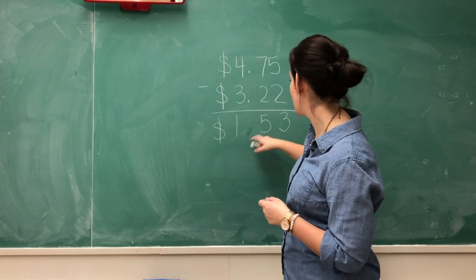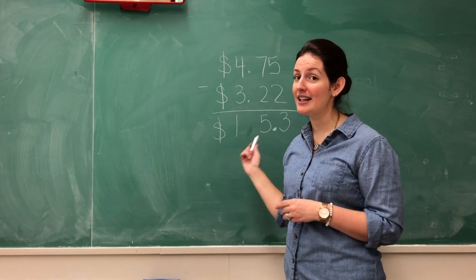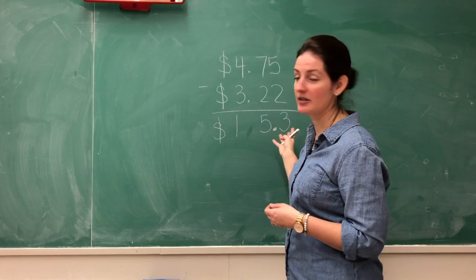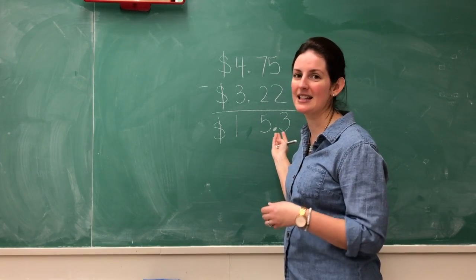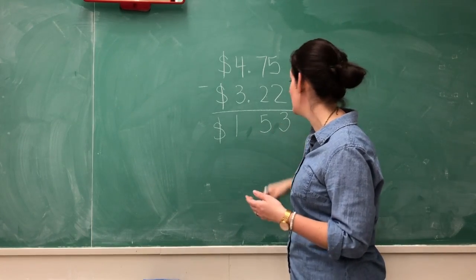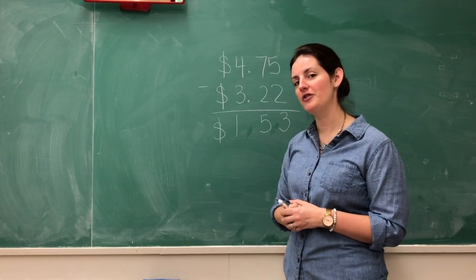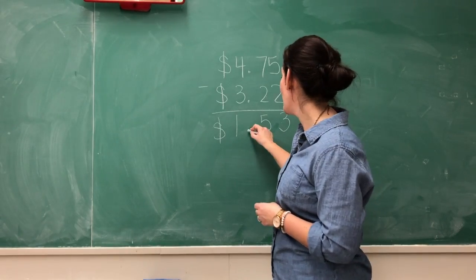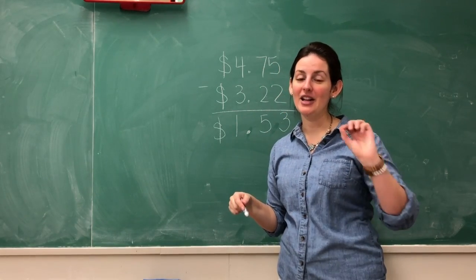If I were to put the decimal over here, that's a different answer and it is wrong now. Okay, so instead of saying that the answer is $1.53, I'm saying it's $15.30. That's a very different answer. If I forget to put the decimal in, I'm saying the answer is $153. That's so not correct. So it's very important for you to line that up and make sure your decimal point is there.